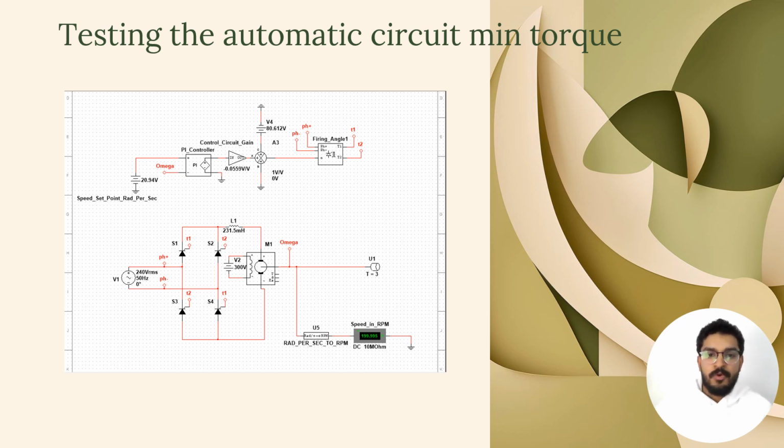A simulation scenario showing the minimum specified load at 3 Newton meter is shown in the circuit in this slide. It can be observed that the speed of the motor was almost 200 RPM, therefore demonstrating the control system's accuracy.